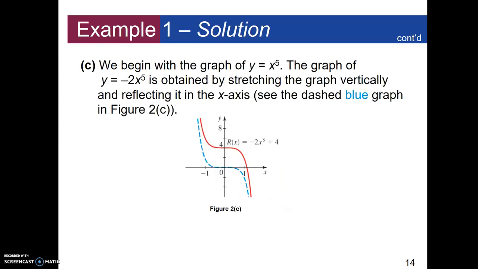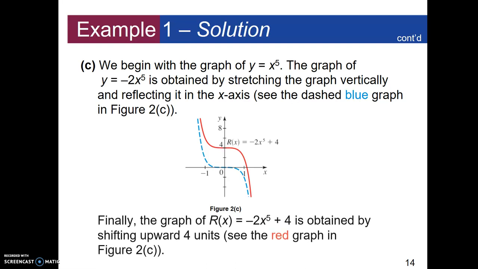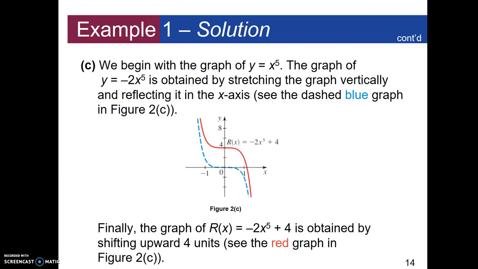And as we said with x to the fifth, it's basically stretched out a bit, and then it should be reflected and moved up 4 units. The thing I don't see on this one is the reflection, so I wonder if this is a typo or what. So let's check.